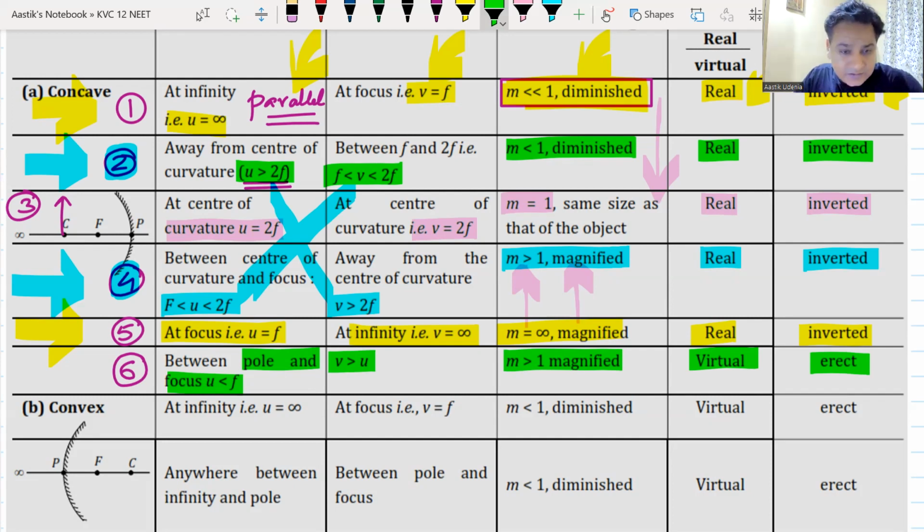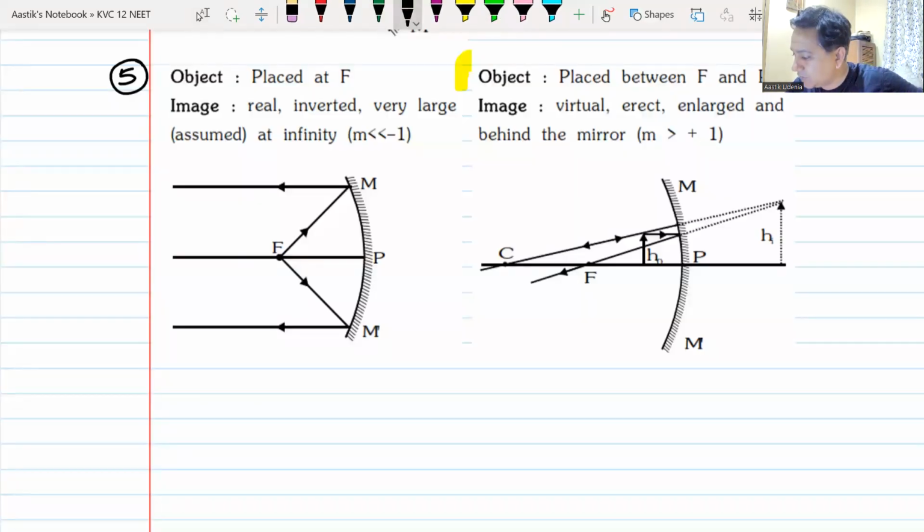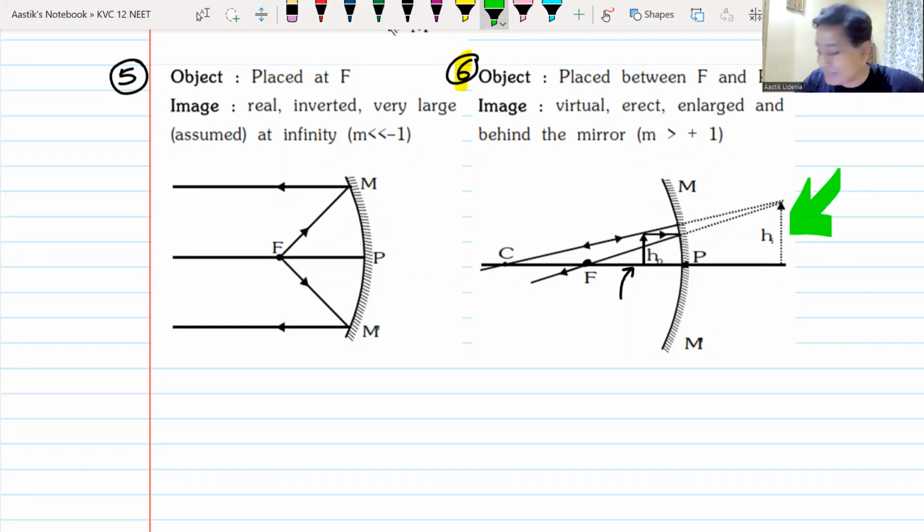Point number 6. This is the point that we are concerned about, and it comes on your screen right away. Object placed between F and P. This is F, this is P, and the object is here. As you can see, my dear friends, the image is on the other side, and the image is magnified. These are the 6 positions of image formed by a concave mirror. Remember, for a concave mirror we have 6 positions, but for a convex mirror we will only have 2 positions.